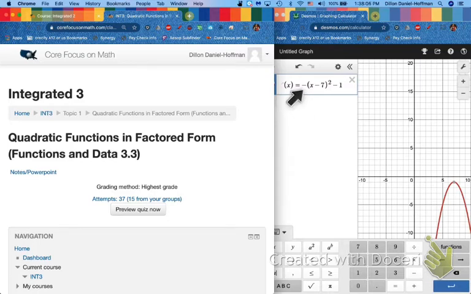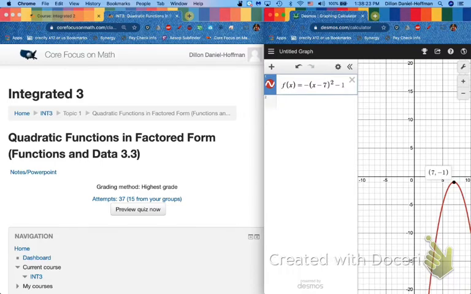Number one, it has a negative there in front, so we knew it was upside down. It also was easy to see where the vertex was because we did the opposite of the x, which was positive 7 in this case, and then down 1. So positive 7, down 1, and I can click on that, and it says that it's at positive 7, negative 1. And that is very, very helpful when finding the vertex. However, it's not helpful for finding what are called the x-intercepts.